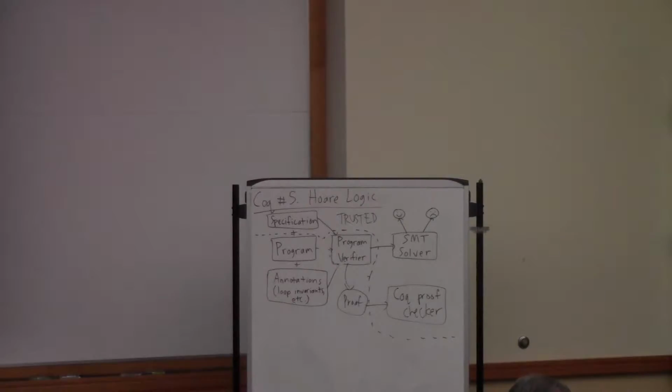I guess I'm not seeing how you know that proof corresponds to the program. Isn't it just a proof of 1 equals 2 or some sort of proof? Because you're running the Coq proof checker, which takes as input not just a proof, but also a theorem statement.